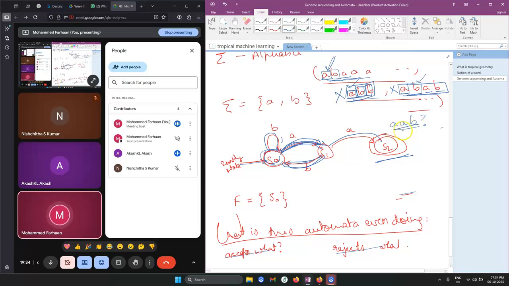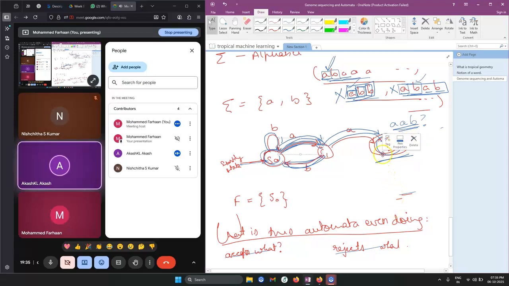Lastly, our example AAB will be accepted because it goes A once like this, then it goes A the second time like this, and it reaches the accept state. Okay? Is it sort of clear what an automata is doing?